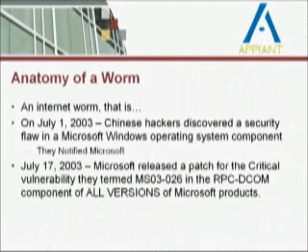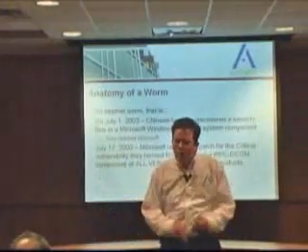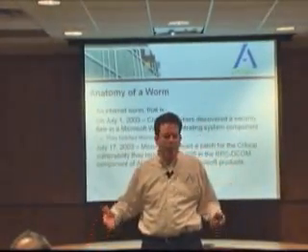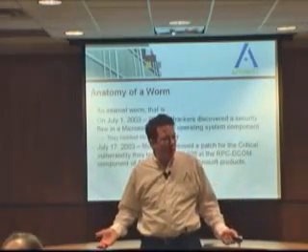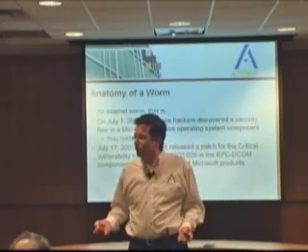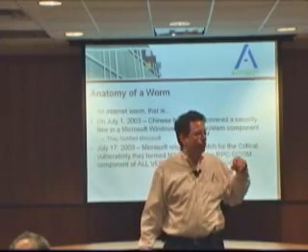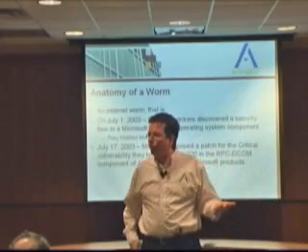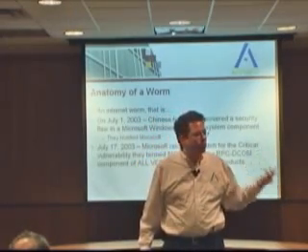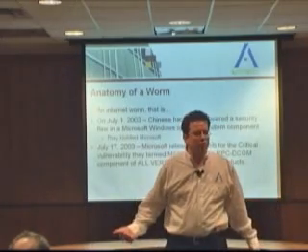So on July 17th, 2003, Microsoft released a patch for the vulnerability called MS-03-026. Now MS stands for Microsoft, 03 stands for 2003, 026 means that it's the 26th vulnerability that they discovered that year. Well, this particular vulnerability was in the RPC DCOM component of all versions of Microsoft Windows. RPC DCOM stands for Remote Procedure Call Distributed Component Object Model. All versions of Microsoft Windows, well, that means that this one vulnerability affected all versions of Windows 95, Windows NT 4.0, Windows 98, Windows ME, Windows 2000, Windows XP, Windows 2003.